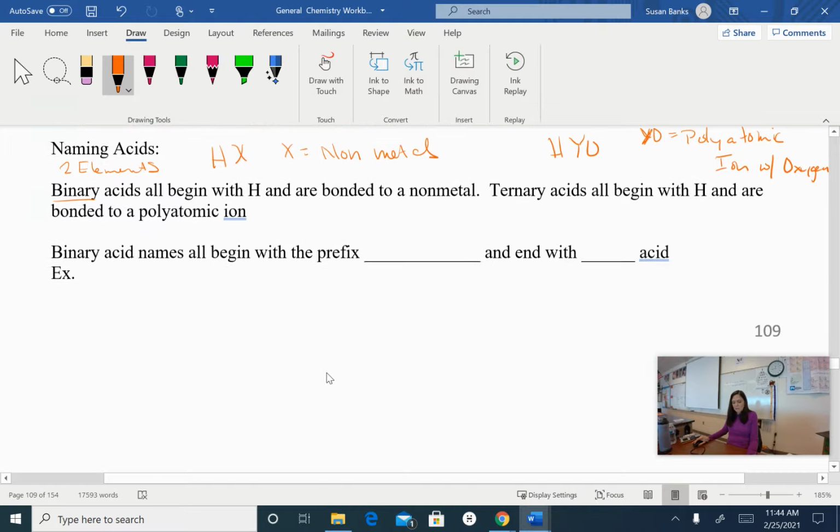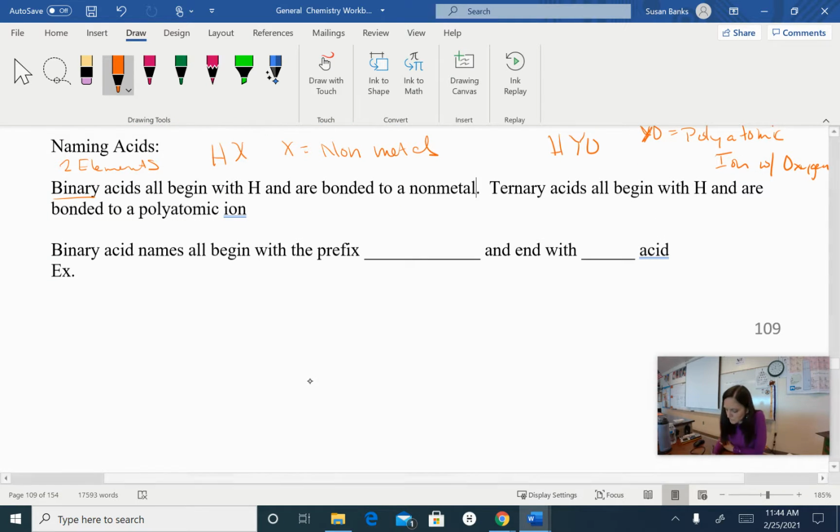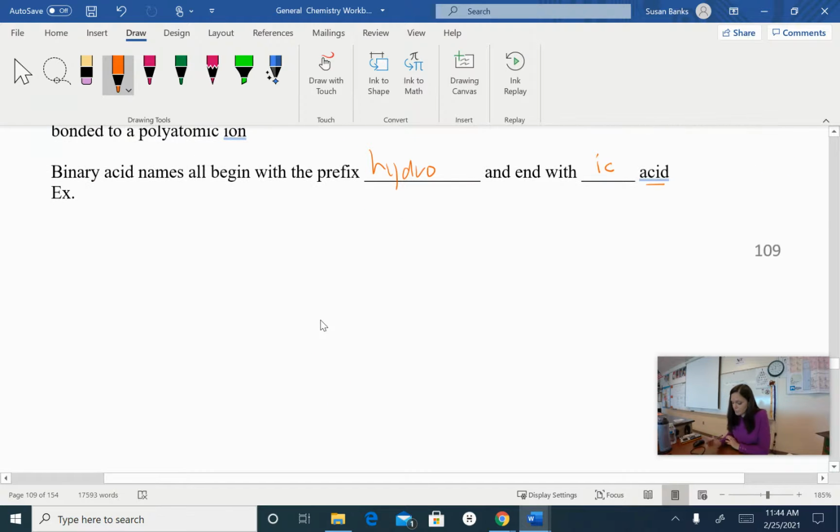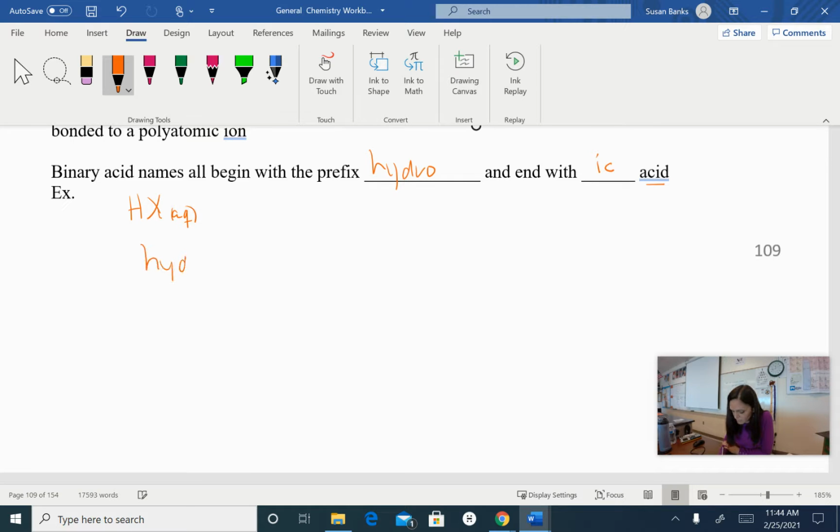So binary acids all begin with the prefix hydro. And we end with a suffix ic, and then we add the word acid. So let's break this down a little bit. So if I have a binary acid, I would call this hydro. And then X, I'm going to use the root of X's name, and then I'm going to put on the suffix ic, and then I'm going to add the word acid. So hydro, the root of X's name from the periodic table, plus ic, and then the word acid.